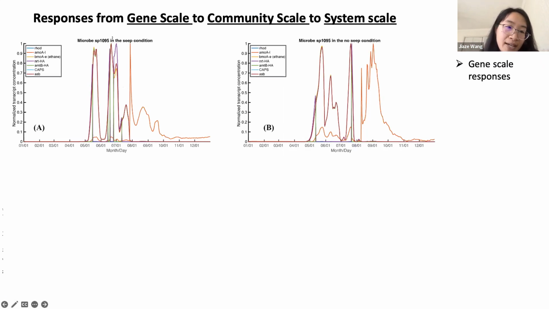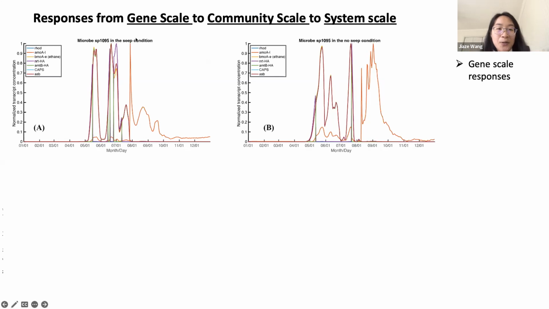So I sampled one microbial species, which bears a gene for ethane degradation, and I plotted the simulated transcription for different genes in that microbe. What's interesting is that different functions actually respond or shift during the oil spill, which is cool. I think in the lab, genome people probably see similar things.